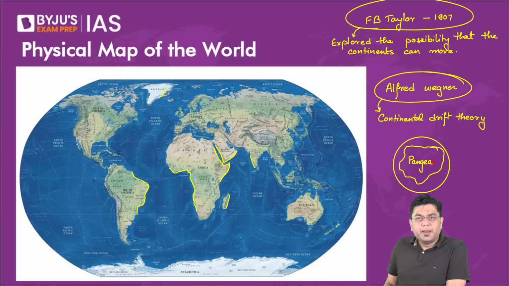Then you had a water body surrounding that Pangaea. And that water body, he named it Panthalassa, or ocean of the world.